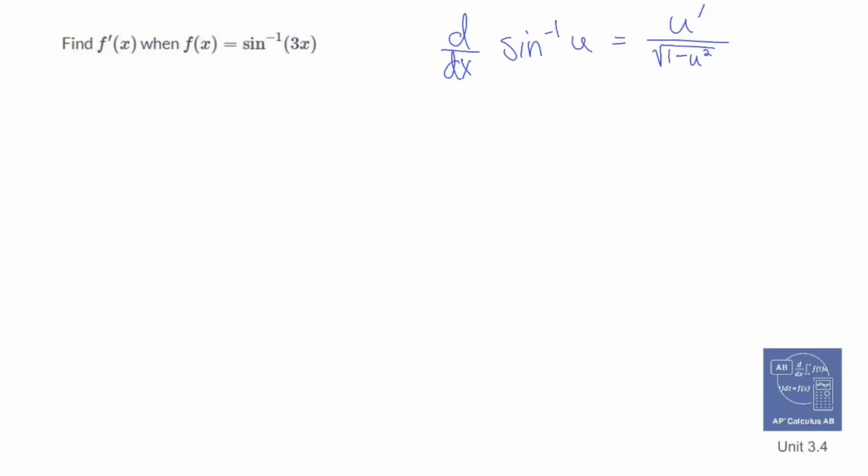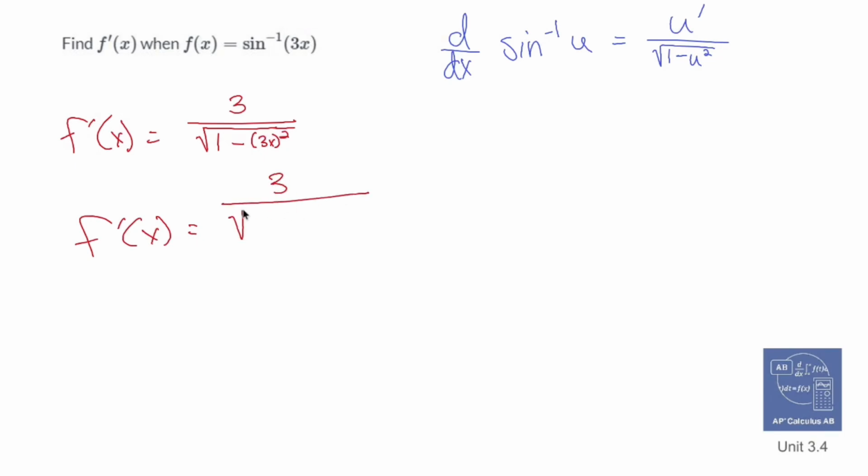So what this is going to look like is f prime of x is going to equal the derivative of the inside. So since the inside is 3x, the derivative is going to be 3 over the square root of 1 minus, in parentheses, 3x squared. So cleaning this up just a little bit more is going to be 3 over the big square root of 1 minus 9x squared.